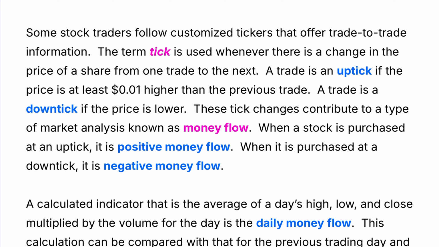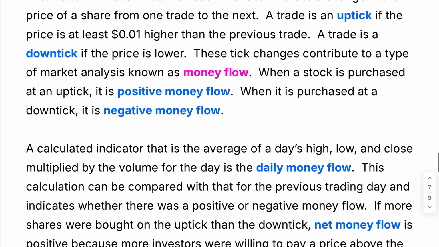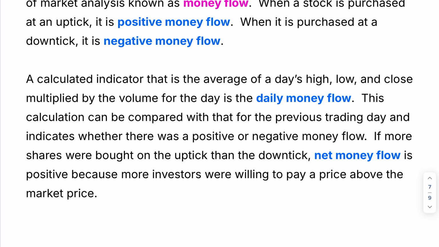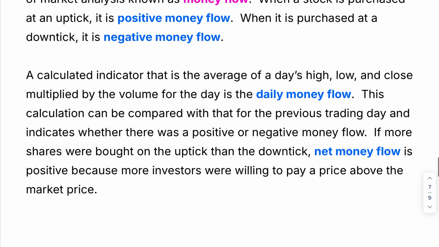Okay, it's important for people in the stock market or investors to understand, is money coming into the market or is money leaving the market? Okay, so when a stock is purchased at an uptick, it is considered a positive money flow. And then when it is purchased at a downtick, it is considered negative money flow. So less money is coming in. A calculated indicator, that is the average of a day's high, low, and close multiplied by the volume for the day, is the daily money flow. And I will show you in the next example how we calculate this.